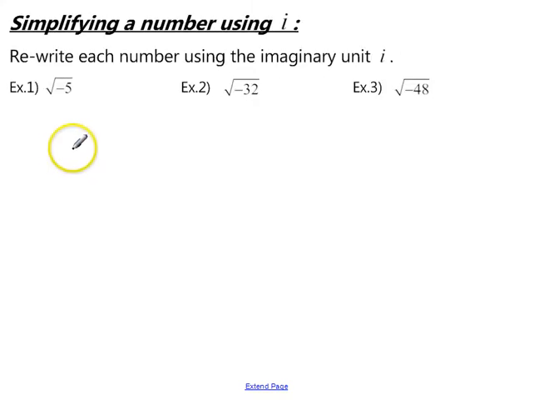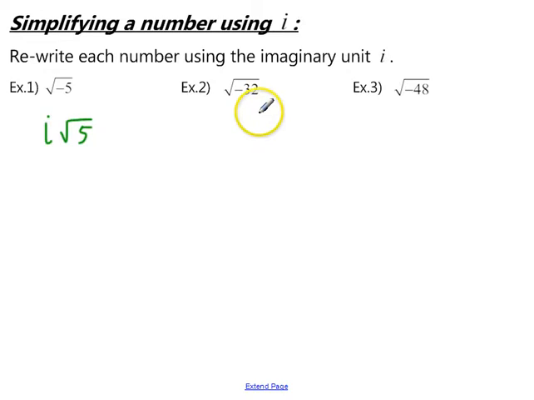Simplifying a number using i, we need to rewrite each number using the imaginary unit i. I want you to try this first one, just like we did the example on the page before. So pause, rewrite that number using i, and then check back with me when you're finished. Hopefully you wrote the answer i times the square root of 5. So all we're doing is we're going to take out that square root of -1 and represent that with i outside of the radical. So let's go ahead with example 2.